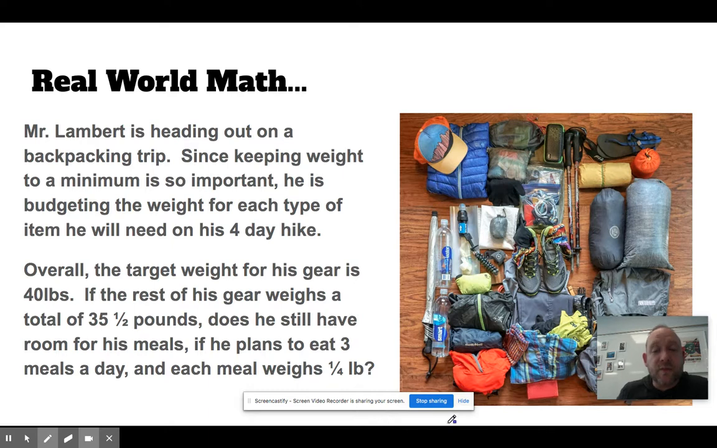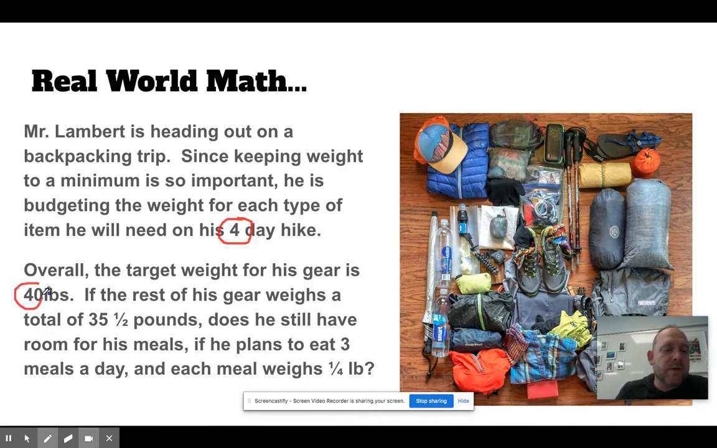All right, so hopefully you paused and read through that. So let's read through together, and we're going to circle our numbers as we go. Mr. Lambert is heading out on a backpacking trip. Since keeping weight to a minimum is so important, he is budgeting the weight for each type of item he will need on his 4-day hike. First thing I know I need is that 4. I don't know what I'm going to do with it yet, but I need that number. Overall, the target weight for his gear is 40 pounds.